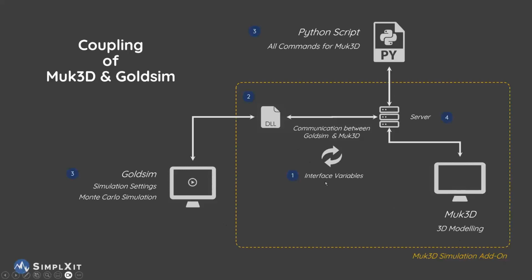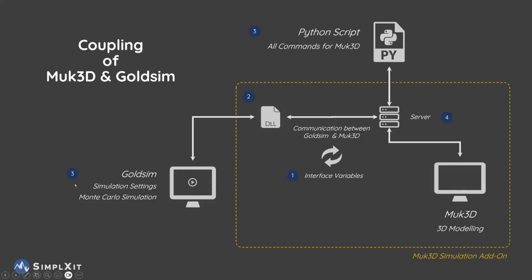The first one is you create the variables that you want. So basically some variables need to be sent to GoldSim and some variables need to be sent back to Muk3D. And those variables can be floating values, it can be arrays, or it can be even lookup tables that are coming back from GoldSim, from Muk3D to GoldSim. Then the second is it will create a DLL, which is what's needed for GoldSim to actually interact with Muk3D. And then we need to build the models.